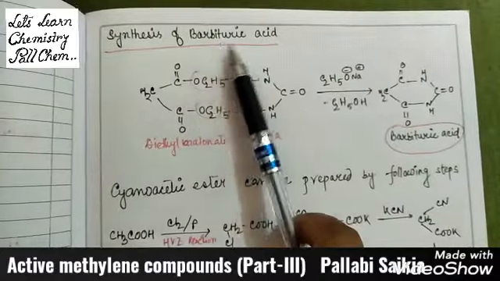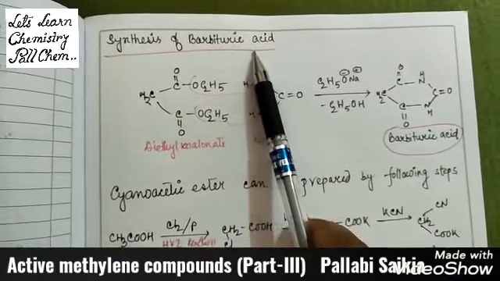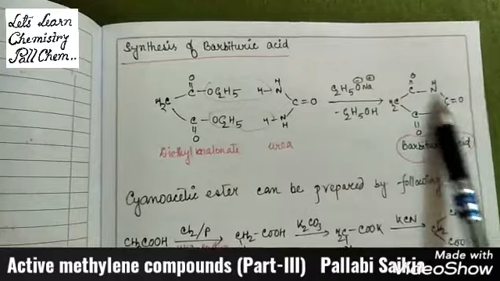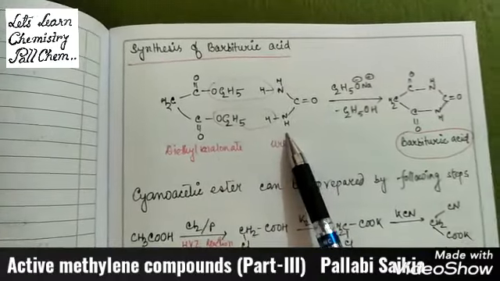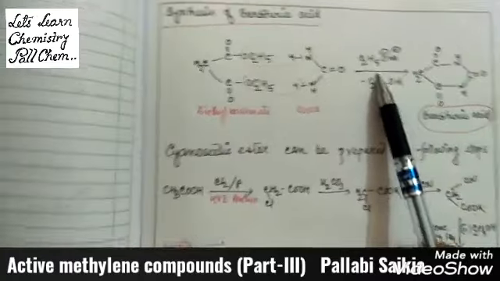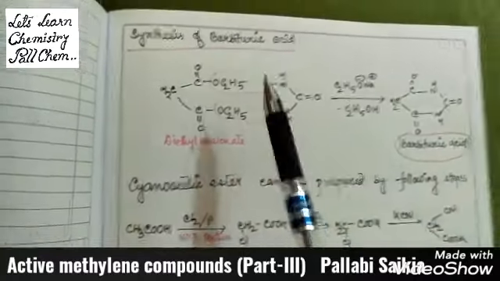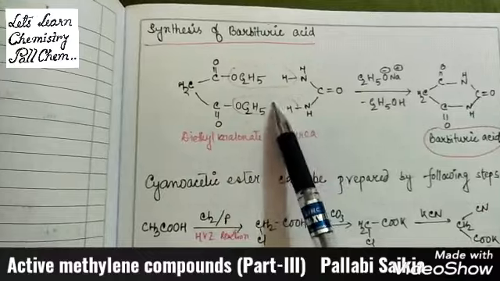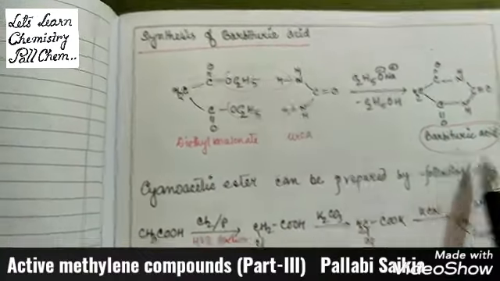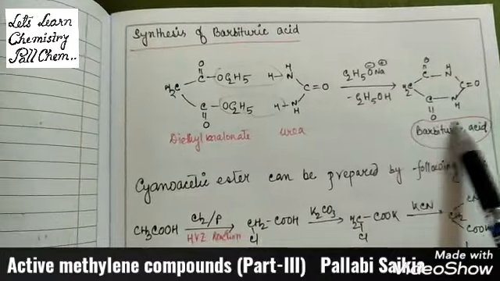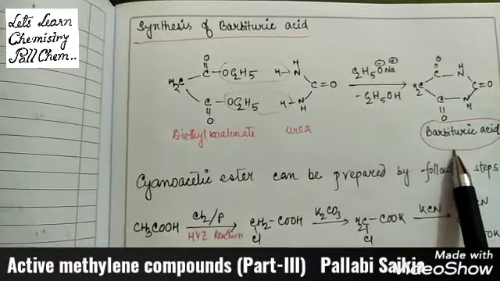Next is the synthesis of barbituric acid. Barbituric acid is a cyclic molecule formed from diethyl malonate and urea in the presence of base, and this reaction proceeds by the loss of two molecules of ethanol. So this is diethyl malonate and this is urea, and we get a cyclic acid. This is barbituric acid.